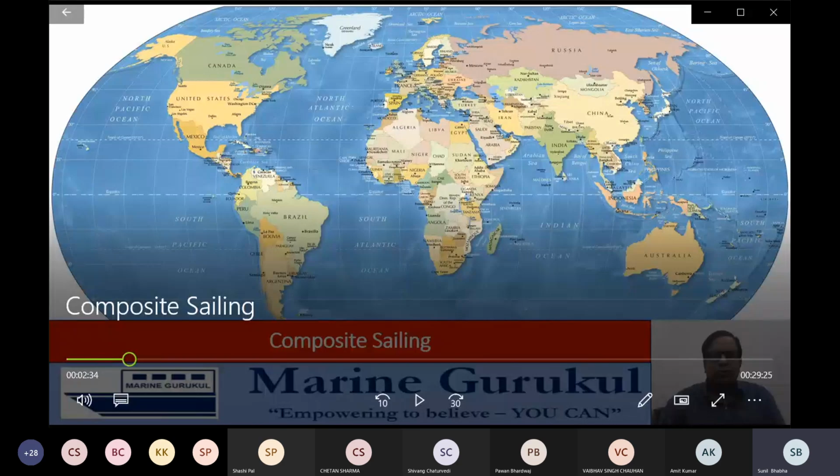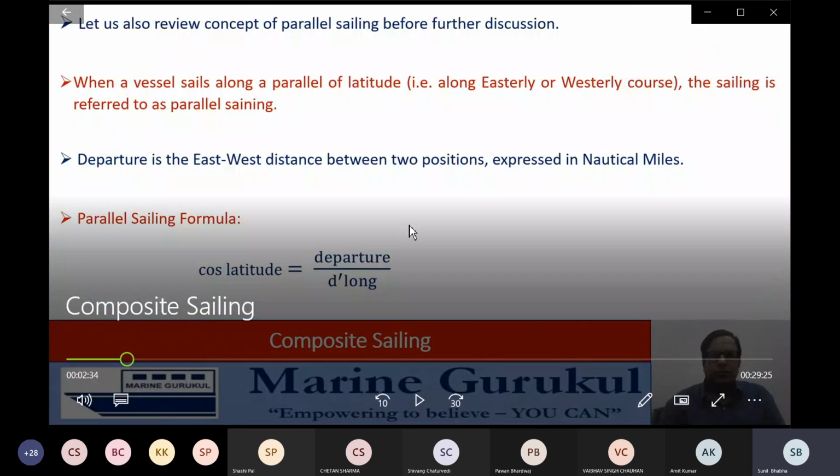So just note down the parallel sailing formula, beta. This is what we will be using in composite as well as in later questions.